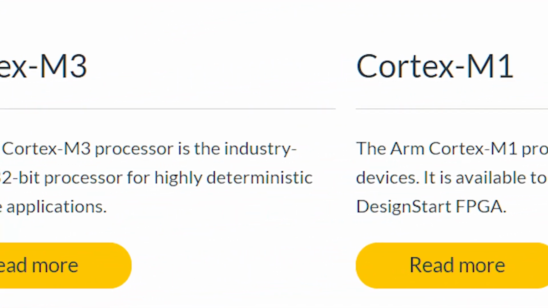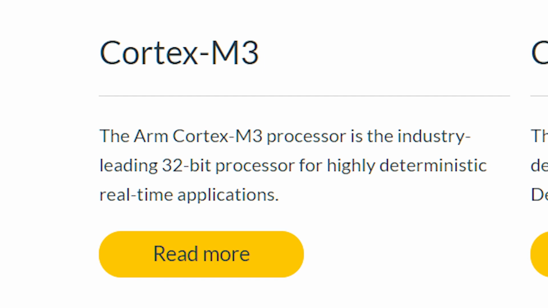So the STM32 microcontrollers are based on the Cortex M3 core. Other than that, don't worry about it. Okay, so let's get to the juicy stuff now.